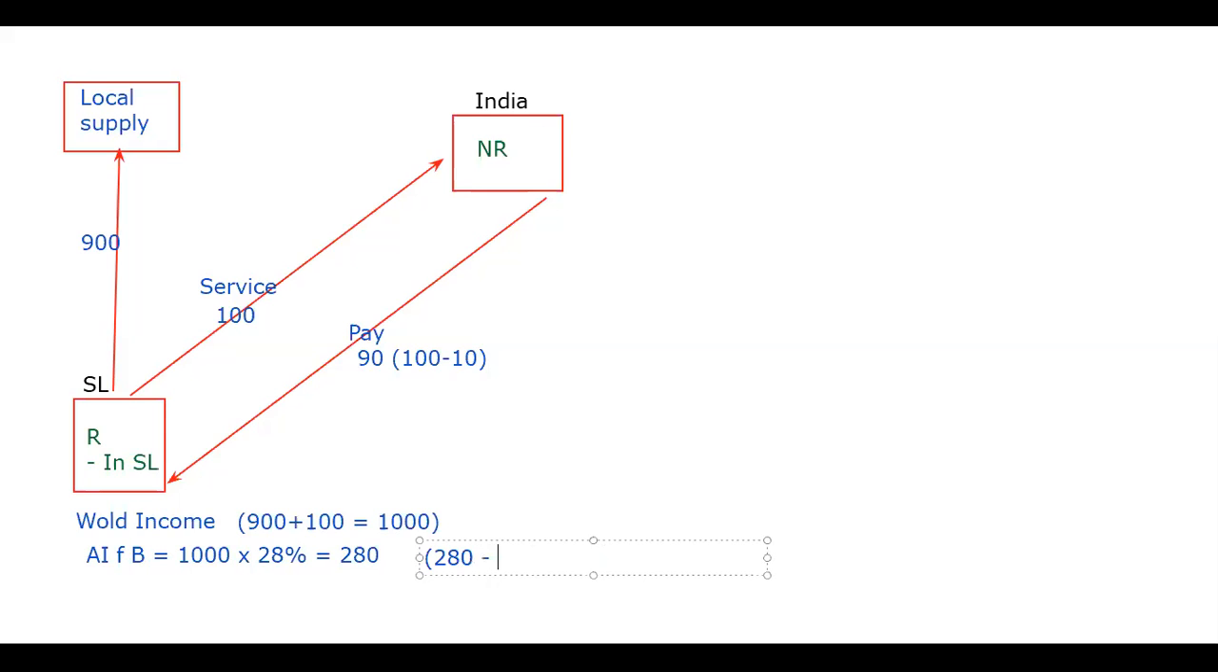In order to avoid this situation, what they can do is, can anyone tell me how they can avoid this situation? They can claim foreign tax credit. Whatever taxes are paid outside Sri Lanka, they can take as foreign tax credit. The 10 they have paid in India, then only the balance amount they need to pay.